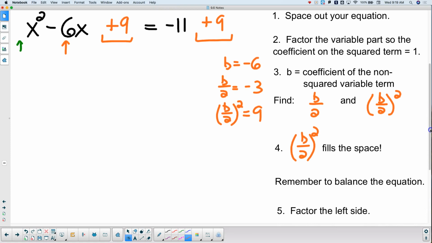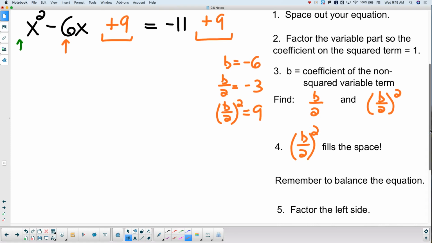Now, what I can do is factor the left side. And here's the cool thing about factoring the left side. The left side, or whatever side your variables are on, will always end up being x plus b over 2 quantity squared. That's what that side will always factor to. So I've used this one right here in step number 4.